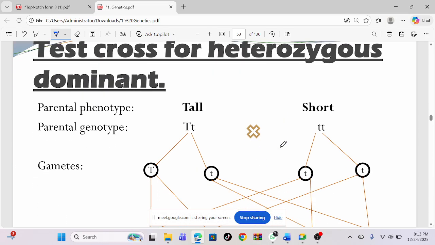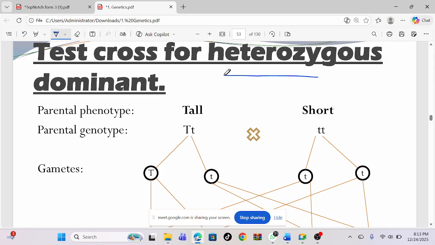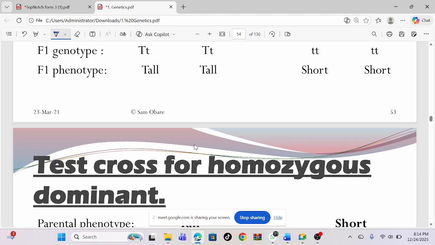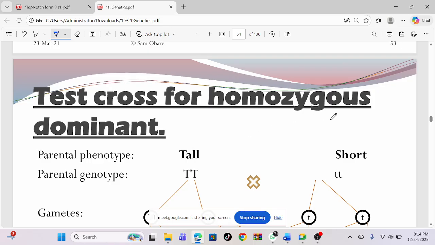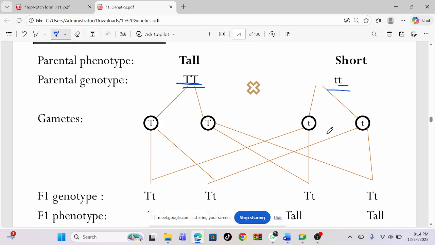Coming to test cross. A test cross, for example, is like this, for heterozygous dominant. We cross using what? Heterozygous dominant. And I told you heterozygous is this, and this is homozygous. So you cross heterozygous with homozygous and you get the product. That's known as test cross. Test cross for homozygous is where you cross homozygous and homozygous. For example, capital TT, we cross with small tt, and then you just cross the normal way.